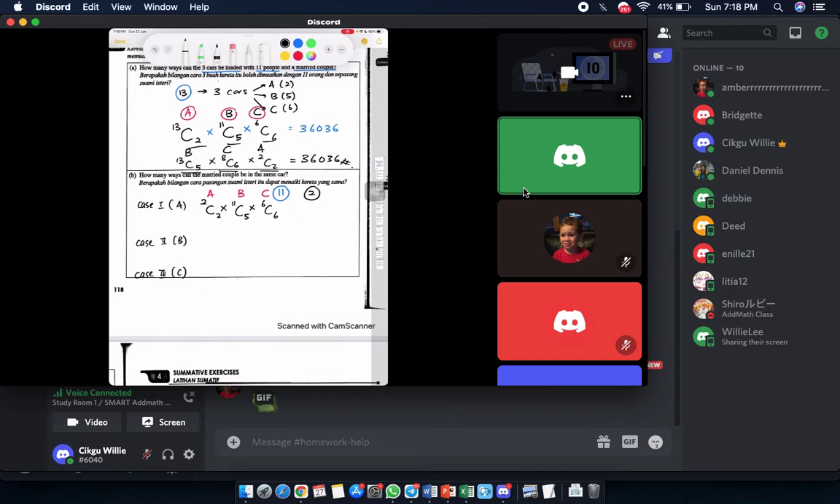Car A, car B and car C. Let me ask you one question. How many choices does car A have now? Is it still 2C2? Or do you think you can put 11C2? Which one do you think is okay? Do I put 2C2 or do I put 11C2?